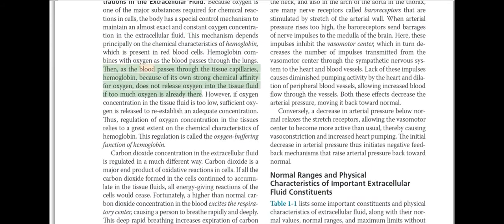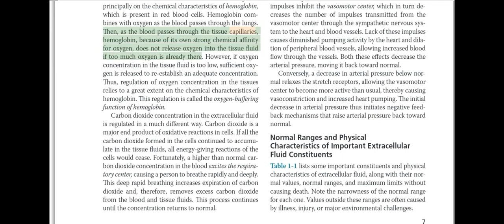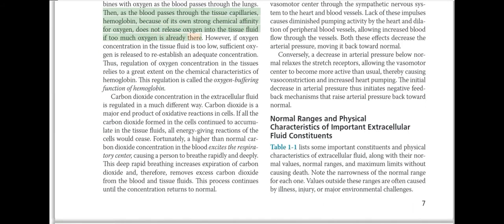Then, as the blood passes through the tissue capillaries, hemoglobin, because of its own strong chemical affinity for oxygen, does not release oxygen into the tissue fluid if too much oxygen is already there. However, if oxygen concentration in the tissue fluid is too low, sufficient oxygen is released to re-establish an adequate concentration. Thus, regulation of oxygen concentration in the tissues relies to a great extent on the chemical characteristics of hemoglobin. This regulation is called the oxygen buffering function of hemoglobin.